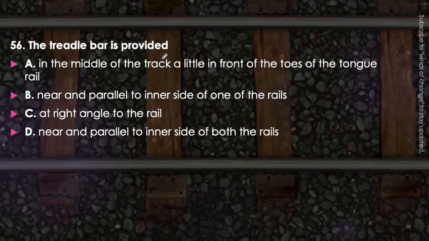Next question. The treadle bar is provided in the middle of the track, a little in front of the toes of the tongue rail, near and parallel to the inner side of one of the rails, at right angle to the rail, or near and parallel to the inner side of both of the rails. Where do we provide the treadle bar? Think about it. Treadle bars are provided near and parallel to the inner side of one of the rails. In case of the point and crossing, these treadle bars are provided for the movement of the rail in the transverse direction. So these are provided near and parallel to the inner side of the rails.